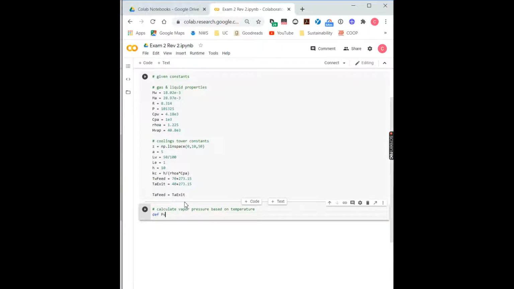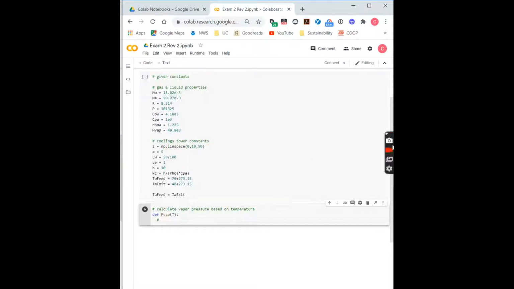So we can define our function of vapor pressure based on this parameter of our temperature. And we can calculate the vapor pressure of the water based on the temperature using Antoine's equation, where the vapor pressure will be 10 to the A minus B over C plus the temperature.